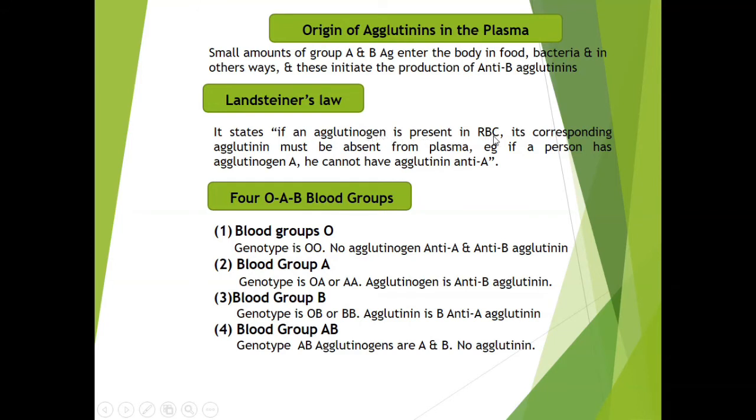The four ABO blood groups are most common in the human population: blood group O, blood group A, blood group B, and blood group AB. We have also discussed the genotypes of these four blood groups previously. If OO is present, the blood group would be O. If OA or AA is present, the blood group would be A. If OB or BB is present, the blood group would be B. If both A and B genes are present, the blood group would be AB.